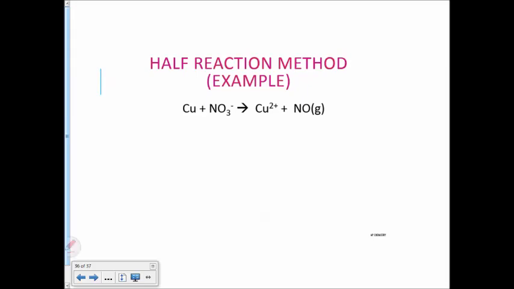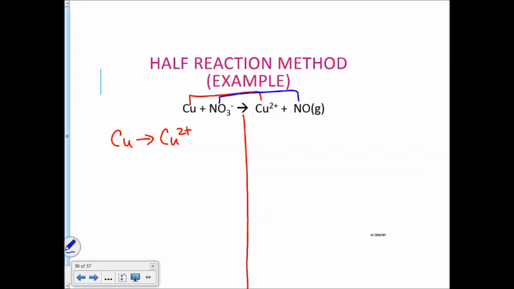So what I can see is the copper solid and the copper ion is going to be one of the half reactions. Those two go together. So I'm going to write out Cu2+ over here. That's one of my half reactions. The other half reaction must be the nitrate going to the nitrogen monoxide, because those go together. They have the same kind of elements in there.